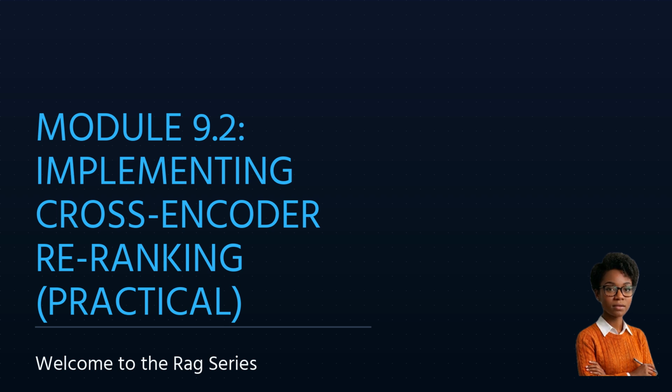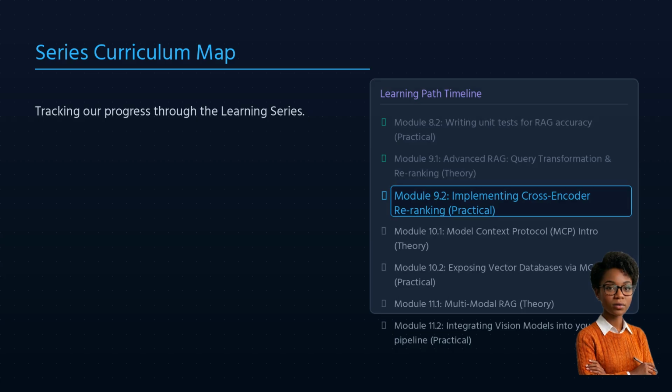Welcome. Today we are discussing Module 9.2, Implementing Cross-Encoder Re-ranking, Practical. Here is a quick look at where we are in our curriculum.